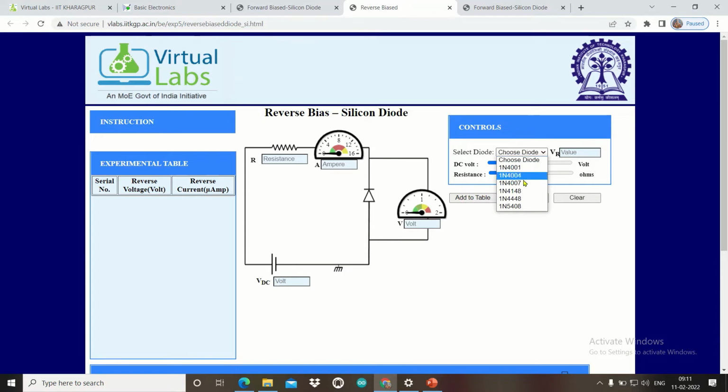So I will choose a diode that is 1N4007, and you can see we can apply up to 30 volt here. All right, and maybe we will be choosing a value of resistance. Here I will be choosing a higher value. I'll be going for 1000 ohm. Okay, then I will be varying the DC voltage. So the initial value is 0.2 volt. I will add to the table, and then I will keep on varying the DC voltage.